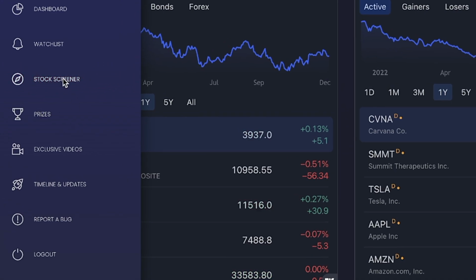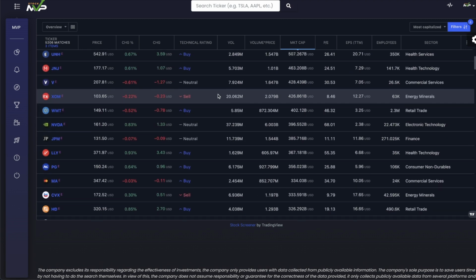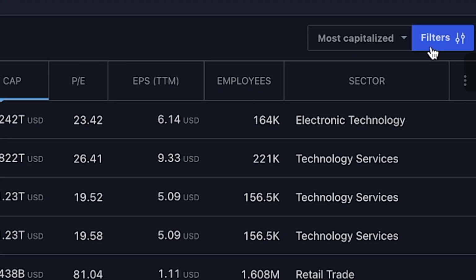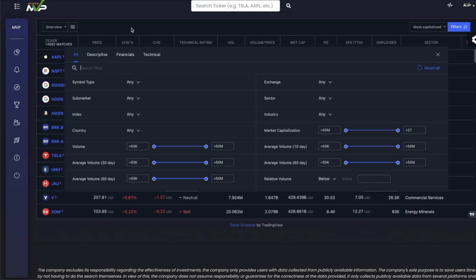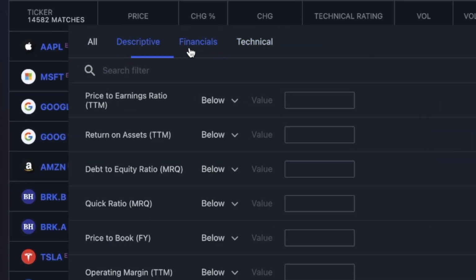The Stock Screener is a simple way of looking at different stocks and finding stocks you might never have even looked at. Now, if you've ever used TradingView, you will see this is very, very similar. Now, how does it work? It's dead simple. You go over to filters, and then you have different things, technical, financials, and so on that you can look for. Let's do a little test here.